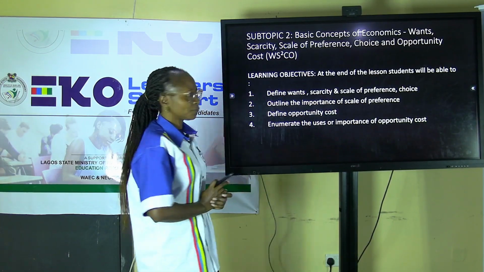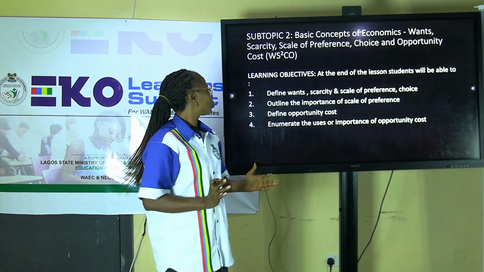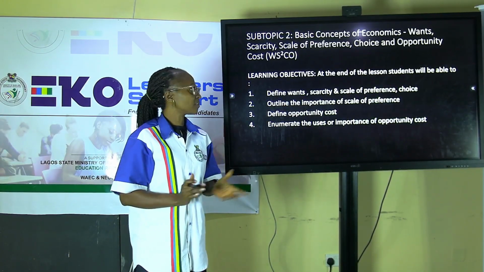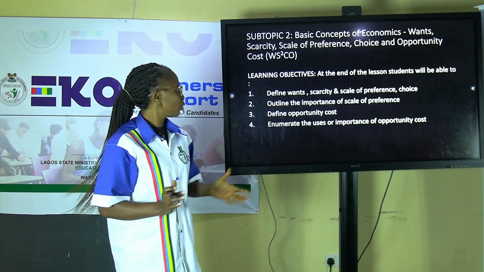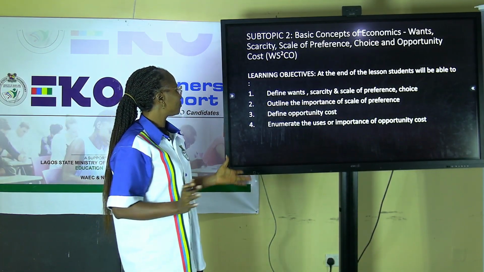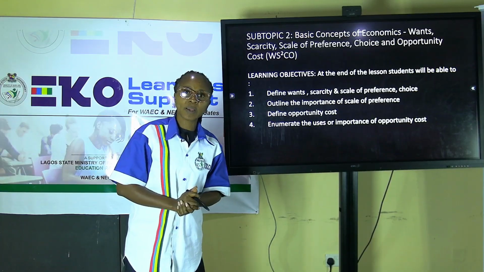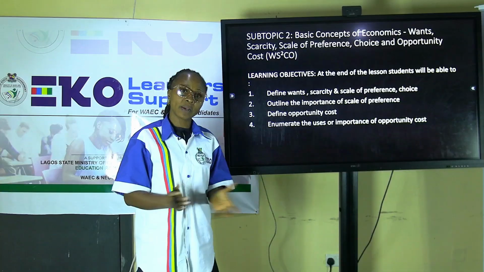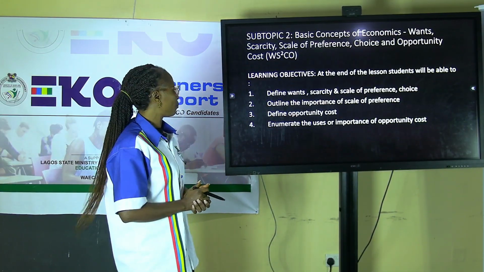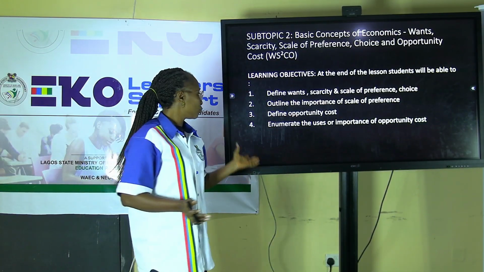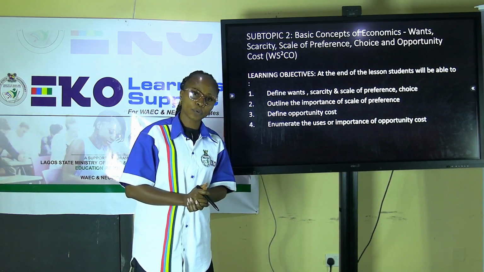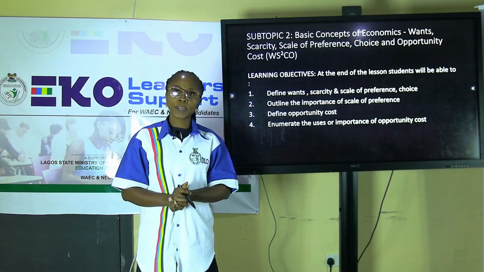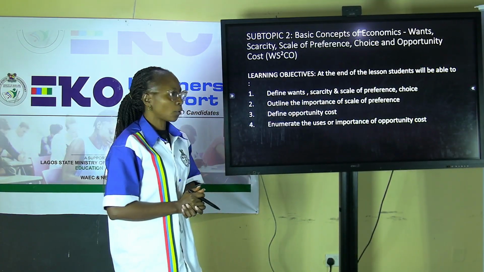So the learning objective for today: at the end of the lesson, students will be able to define what we mean by wants, scarcity, scale of preference, and choice. Also, you should be able to outline the importance or functions of scale of preference. Now, the student should be able to define opportunity cost. Lastly, you should be able to enumerate the uses or importance of opportunity cost.